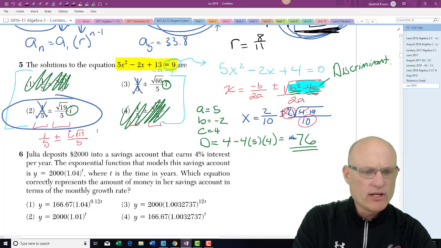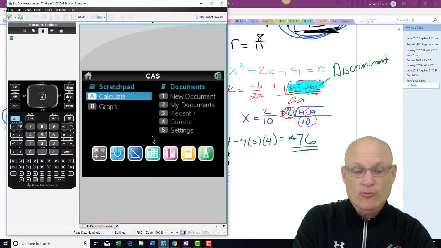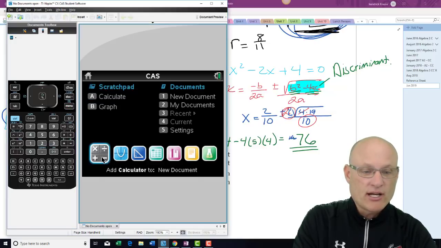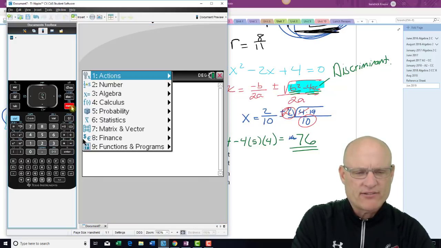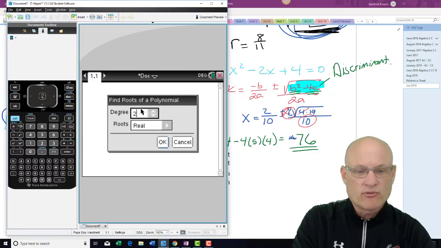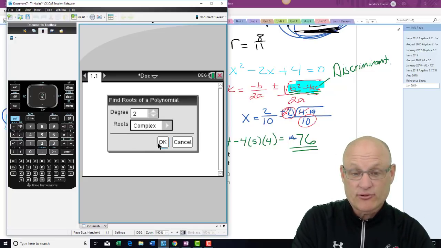I'm going to show you another way to do the problem, and that is using your calculator. I'm going to show you two more ways to do the problem. The first one is menu. It's menu, go into calculator mode. Menu 331. It's not the same on this one. So menu algebra, polytools, and find the roots of a polynomial.